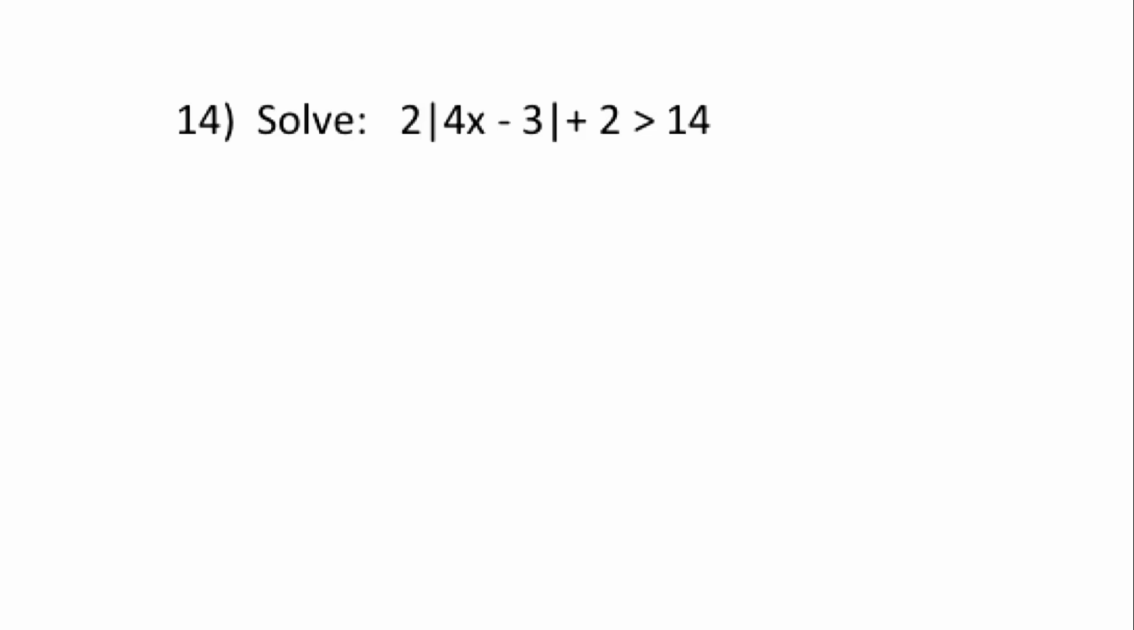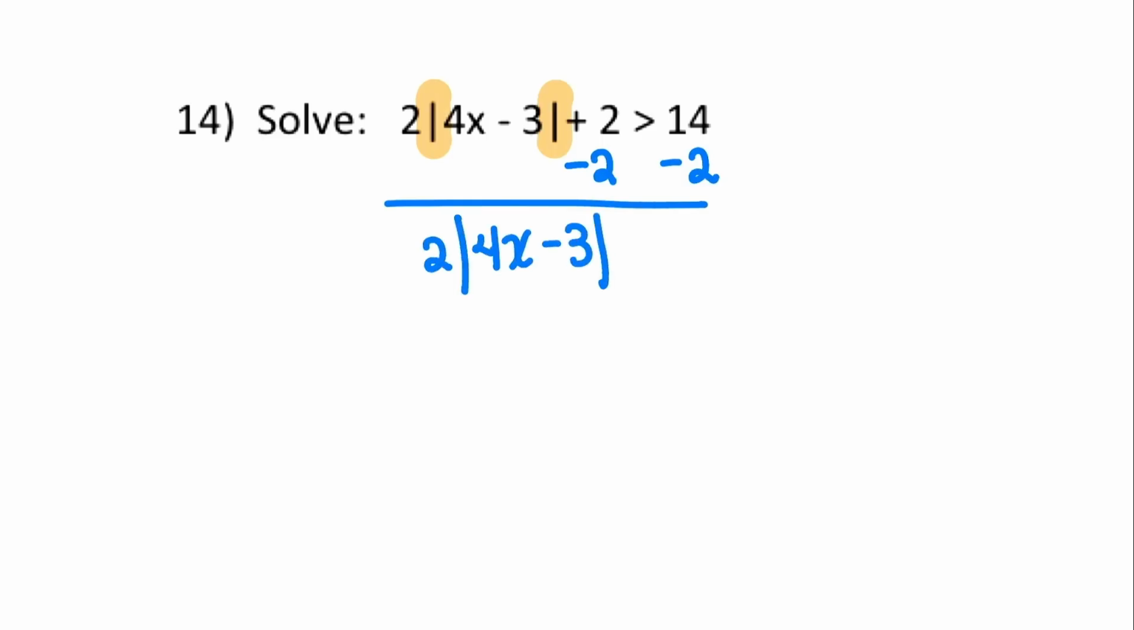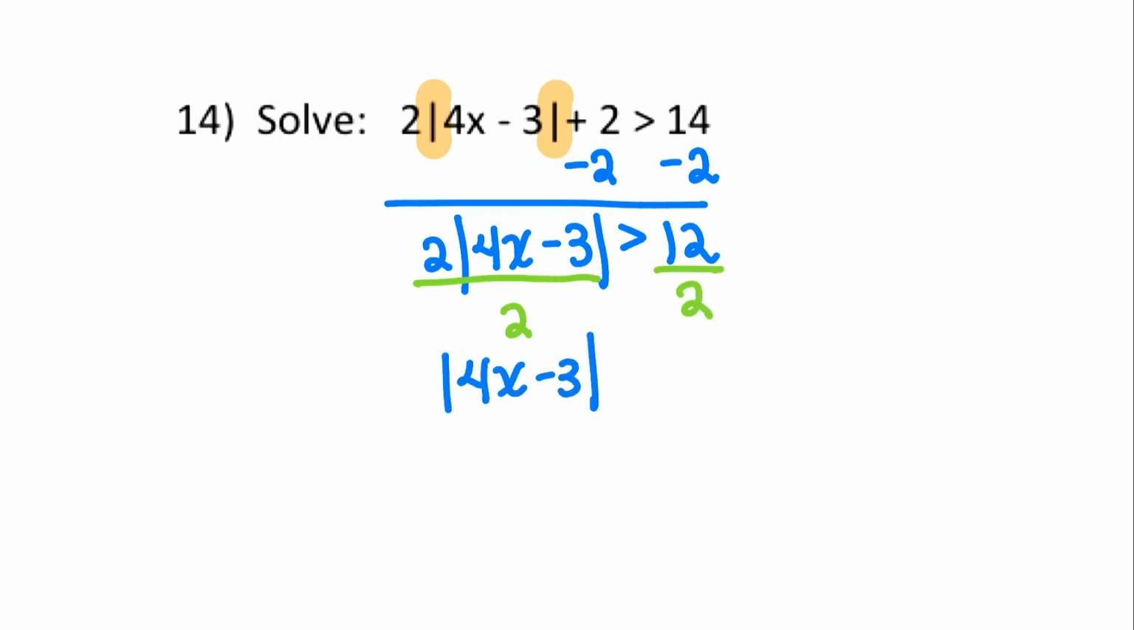We're going to solve 2 times the absolute value of 4x minus 3, plus 2, being greater than 14. First thing that we need to do is isolate our absolute value symbols. So we're going to subtract 2 from both sides. When we do that, we're going to get 2 times the absolute value of 4x minus 3 is greater than 12. Next, we're going to divide both sides of the inequality by 2. Now we have the absolute value of 4x minus 3 is greater than 6.